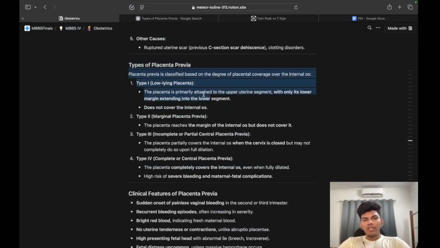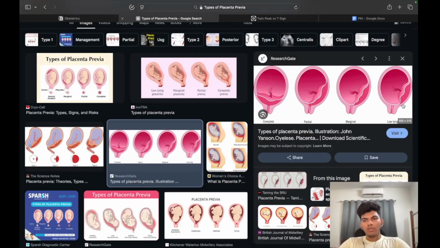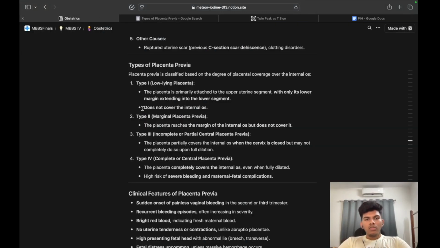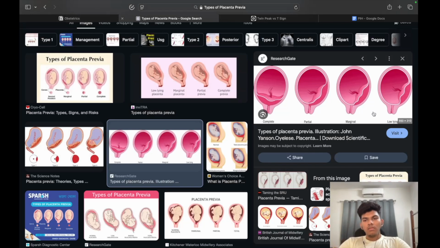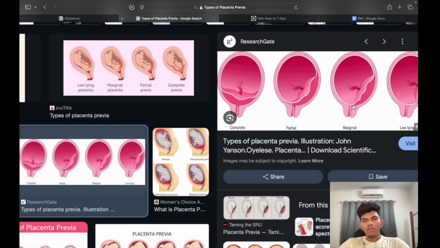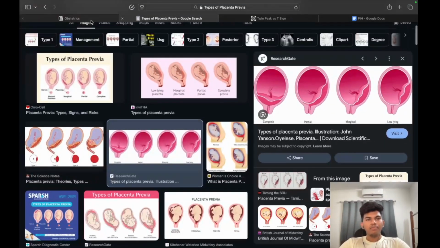Placenta is primarily attached to the upper part of the upper uterine segment with only its lower margin extending into the lower segment. Only the lower margin extending into the lower segment. But mostly it's in the upper segment. Does not cover the internal os. Type 2, marginal placenta previa. Placenta reaches the margin of internal os but does not cover it. Margin, look at it, almost there.